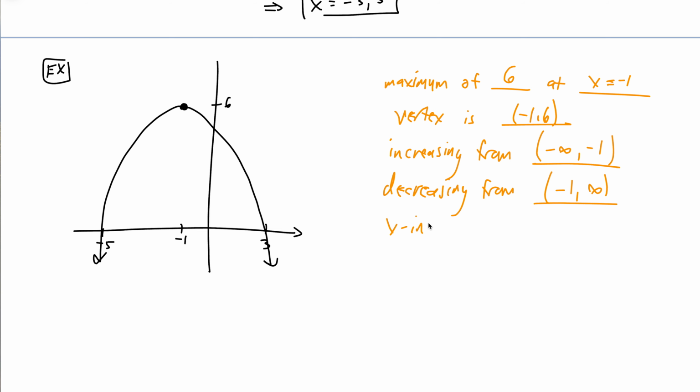What about my x-intercepts? Well, my x-intercepts are negative 5 and 3, right? Here and here. I'll also say f of x, well, let's say this. My axis of symmetry. And again, right, with all of this, they're going to ask you to kind of give these.